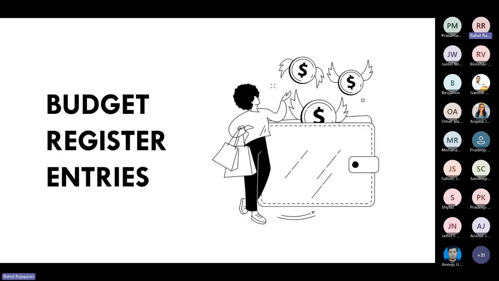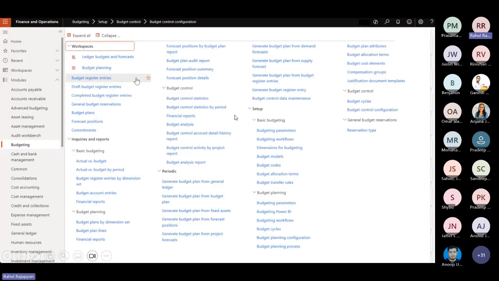Now we will move on to the budget register entries. In the budgeting module under the workspaces, you have the budget register entries. A budget register entry is used to enter, modify, or adjust the budget amount in the system. Let's say the initial budget allocations, the budget adjustments during the year, the transfer of budget between accounts and departments, the revision of the budget, the carry forward of the budget to the next fiscal year. All these things are done in the budget register entries.